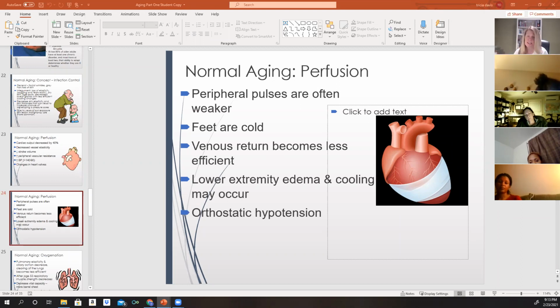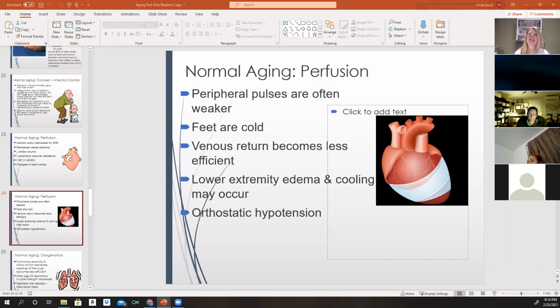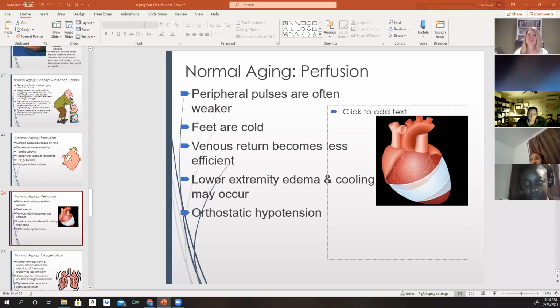Venous return becomes less efficient. If we don't get good venous return, what does that mean? So when our heart shoots the blood out, it should be strong enough that it goes all the way around through the entire body, back up to the right side of the heart to be reoxygenated again. If it does not happen, that blood is going to pool in those lower extremities. It's going to be cool, and you're going to get swollen legs.